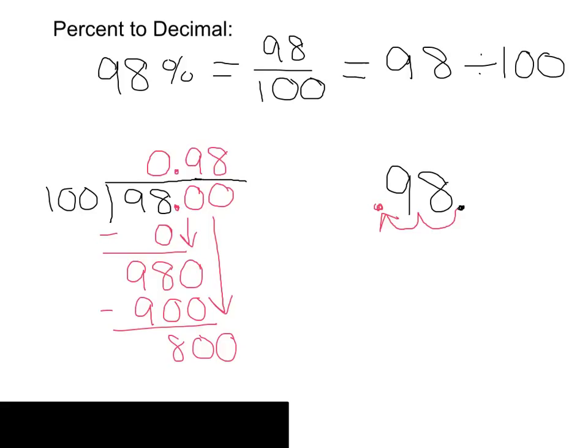So 98 divided by 100 is equal to 0.98. Therefore, 98% is equivalent to the decimal 98 hundredths.